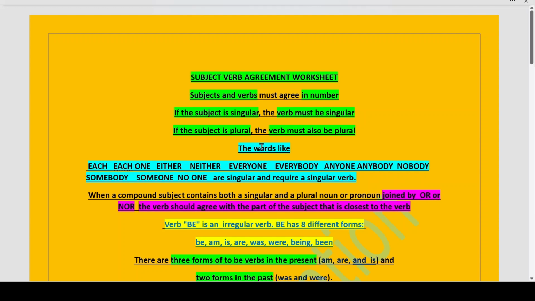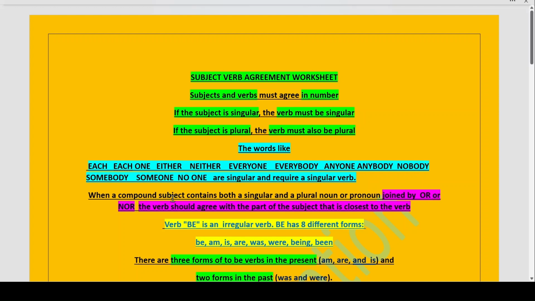Now, there are some words like each one, either, neither, everyone, everybody, anyone, anybody, nobody, somebody, someone, and no one. Now, these words are followed by singular verbs because these words are understood to be singular. Just because the word every is there, it doesn't mean that everyone is plural. Everyone means it is a singular subject. Everybody means singular subject. Okay, so keep these words in mind and remember that they are singular. And what do they require? They require a singular verb which follows it.